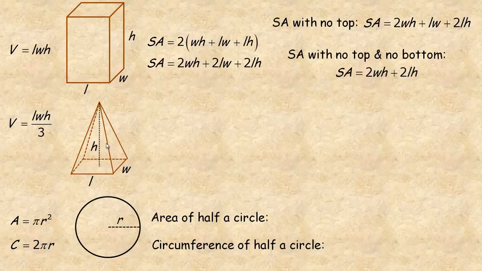It would take 3 of these pyramids to fill that up. So that's why the volume is length, width, height divided by 3 for the pyramid.